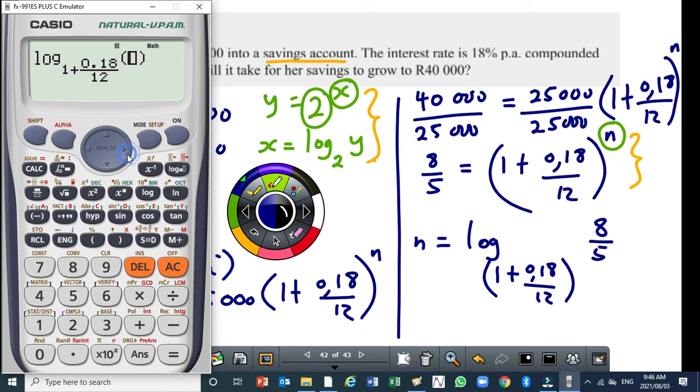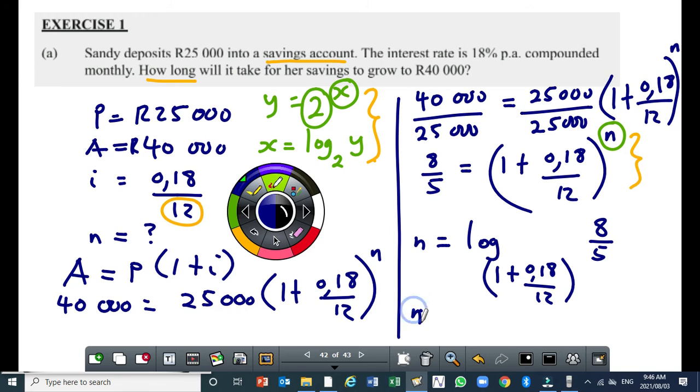Then I'll put my base, sorry, it's not my base rather, but the actual number that I want to find is logarithm. So since it's a fraction, I'll put 8 there, then divide that by 5. Then I'll get 31.5679 and so on. So n is going to be 31.5679.